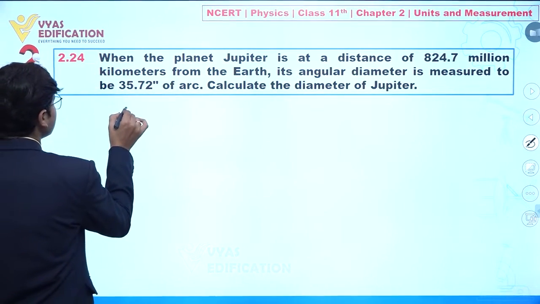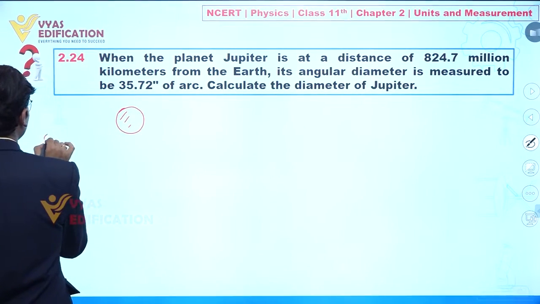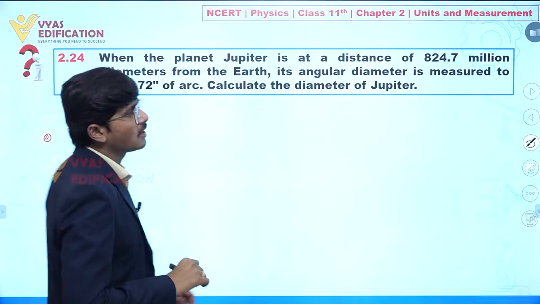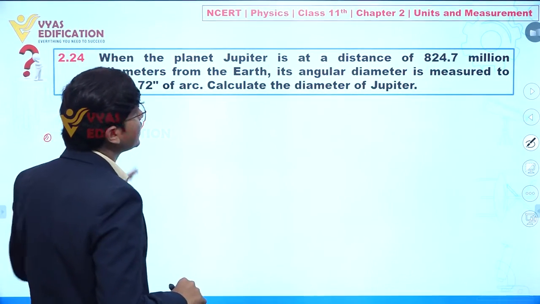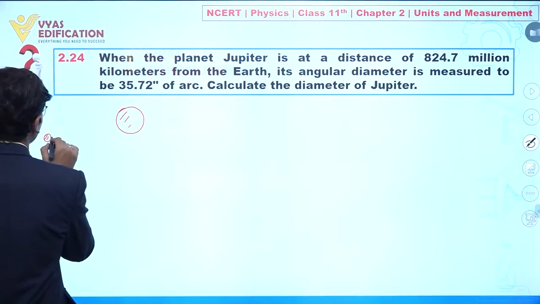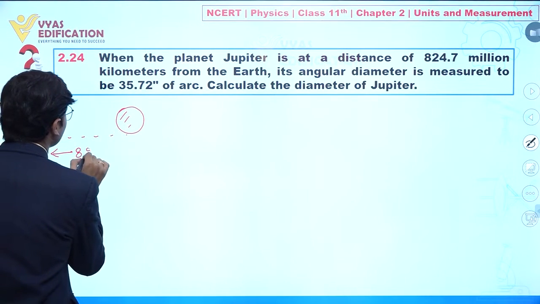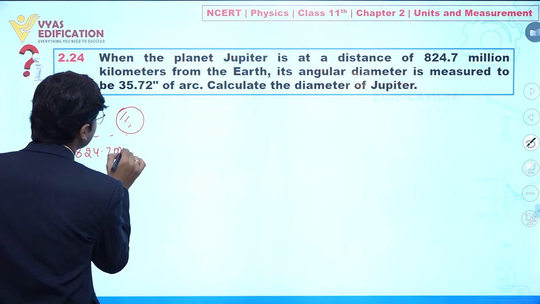So let's suppose this is Jupiter and here we have Earth. Now it is given in this question that the planet Jupiter is at a distance of 824.7 million kilometer. So let's suppose I am saying this distance is 824.7 million kilometer.